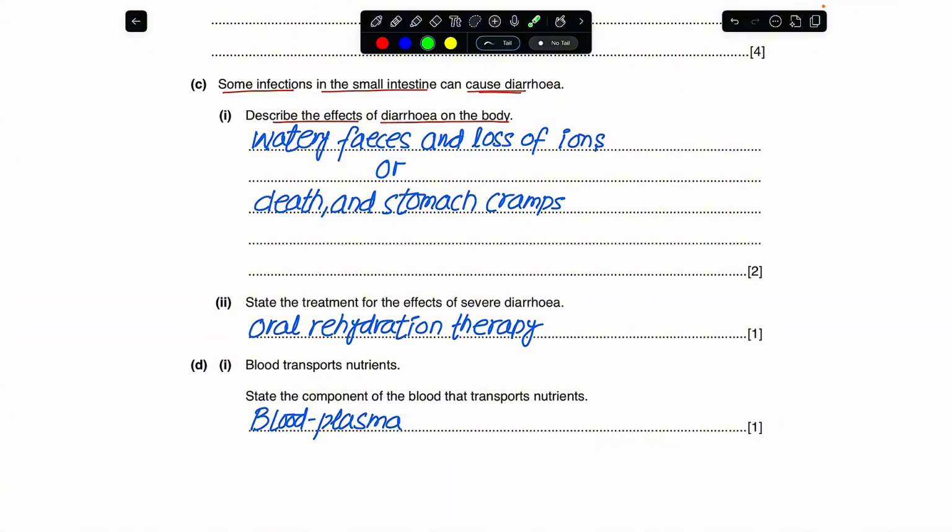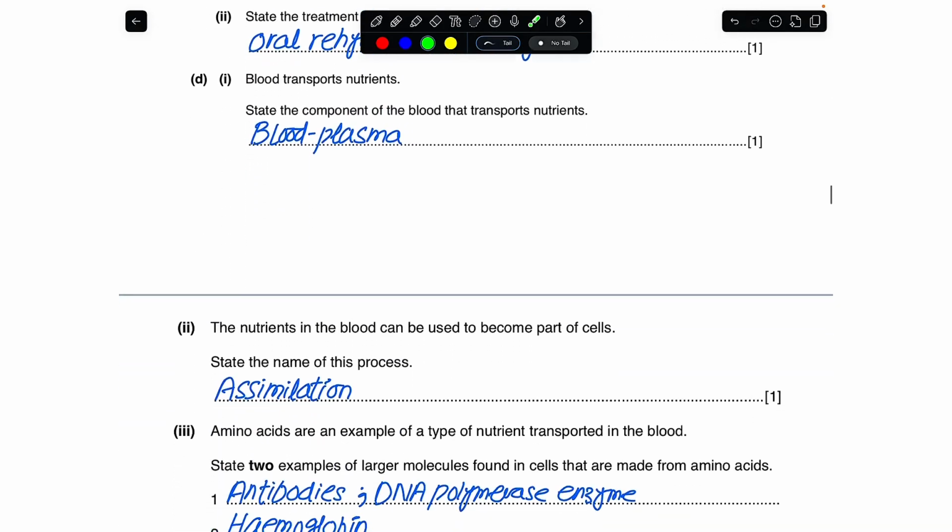For the D part, they say that the blood transports nutrients, and they ask you to state the component of the blood that transports nutrients. So we know that it is the yellowish liquid part of the blood, and we name this as the blood plasma.